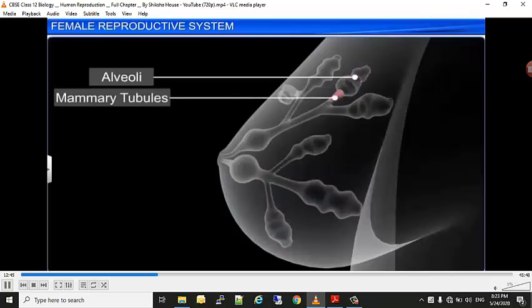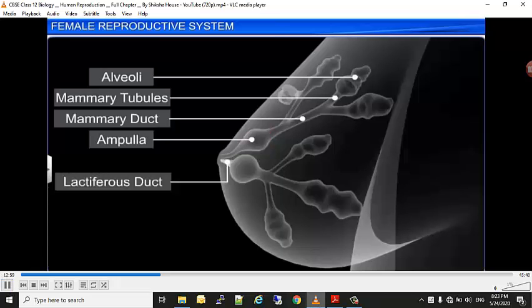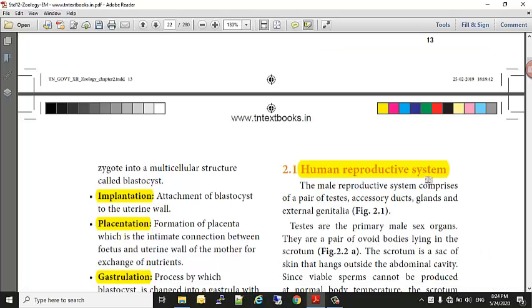Several ducts join to form a wider ampulla, which is connected to the lactiferous duct, and the lactiferous duct opens through the nipple, through which the milk is sucked out. So far, we have learned the human reproductive system through video, and now we are going to study the content of the textbook that we are going to study in 12th standard. Some important points that were left out in the video will be discussed and highlighted here.